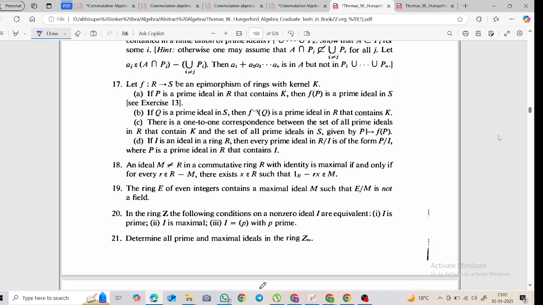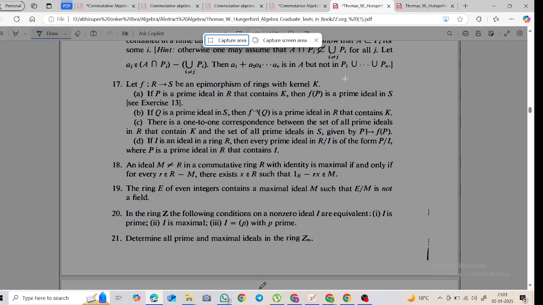Okay, so if R to S is an epimorphism of rings with kernel K, and P is a prime ideal in R that contains K, then FP is a prime ideal in S. If Q is prime in S, then F inverse Q is prime in R and contains K. There is a one-to-one correspondence between the set of all prime ideals. Okay, this is also known as the correspondence theorem.